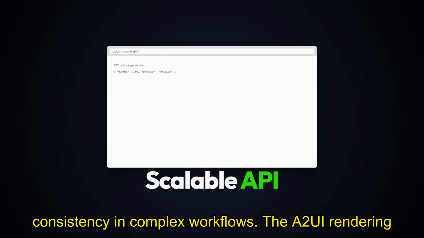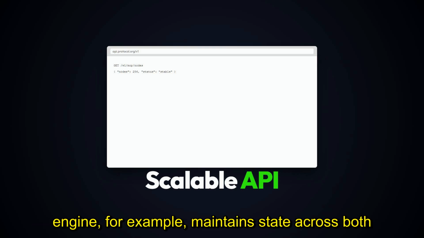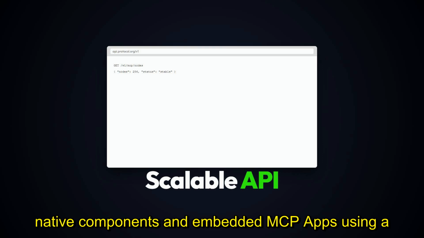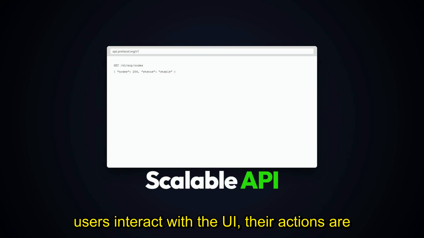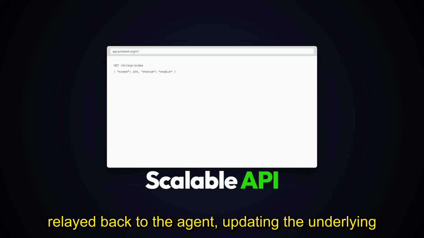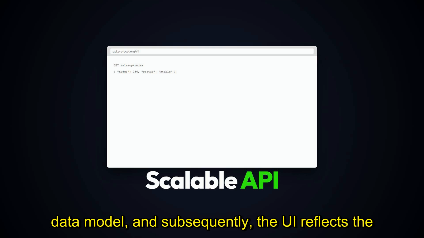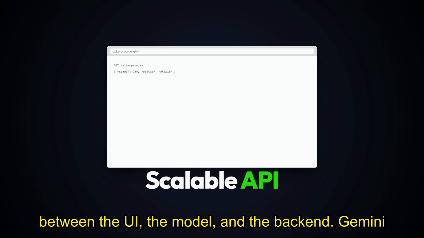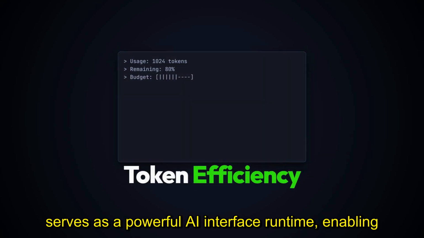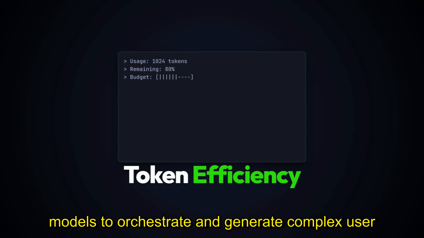The A2UI rendering engine, for example, maintains state across both native components and embedded MCP apps using a secure, event-driven cycle. This ensures that as users interact with the UI, their actions are relayed back to the agent, updating the underlying data model, and subsequently, the UI reflects the current agent and user state, preventing divergence between the UI, the model, and the backend.